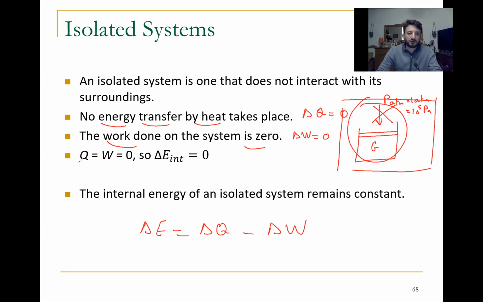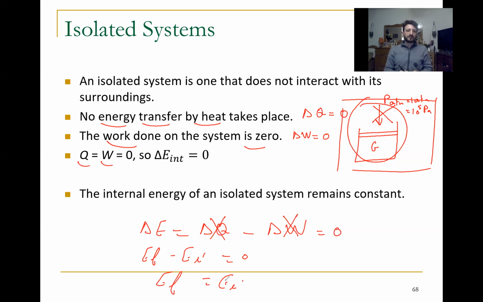In this case, Q equals omega equals 0. We don't have Q, we don't have omega, so delta E equals 0. So E final minus E initial equals 0, E final equals E initial. So you have to know, in the case of an isolated system, E is constant, okay?